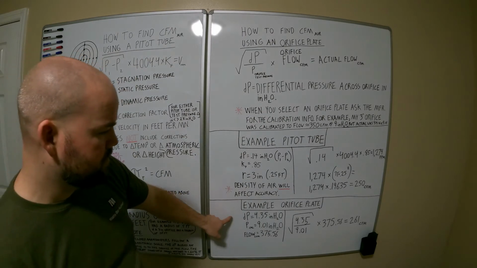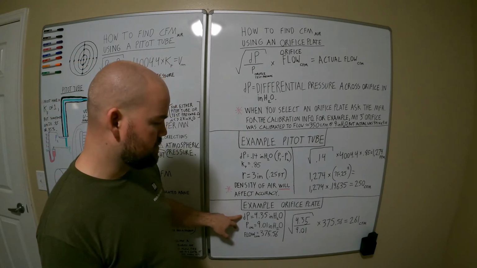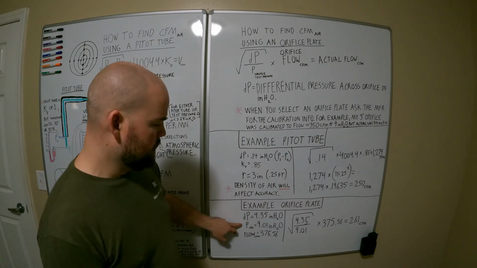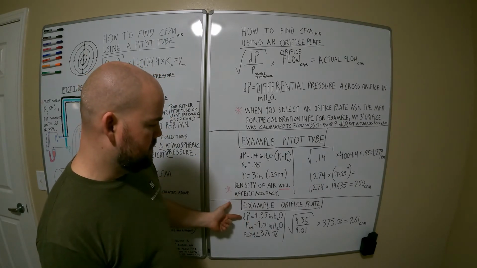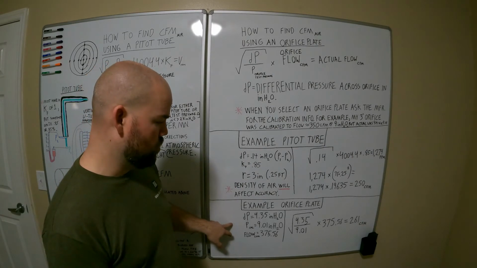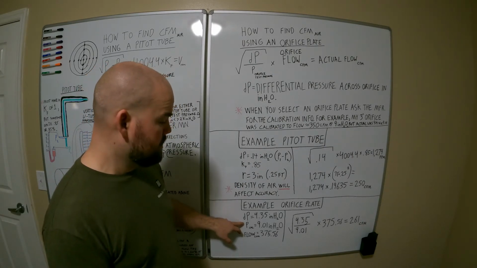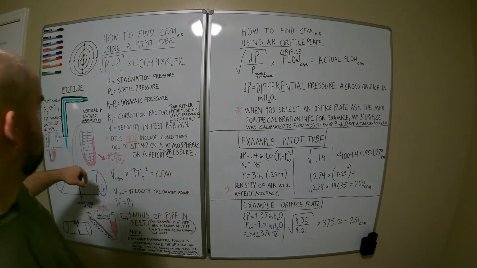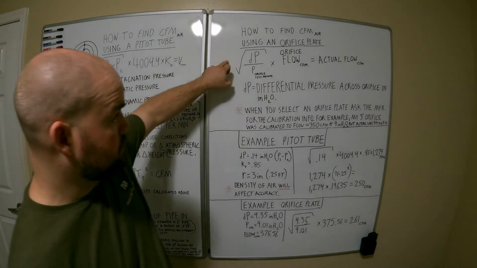Same thing here, orifice plate. Differential pressure across the orifice is 4.35 inches of water. You can see how this and this is a lot easier to find than this. That's why this is used more. Okay, so this is your next portion of the formula.